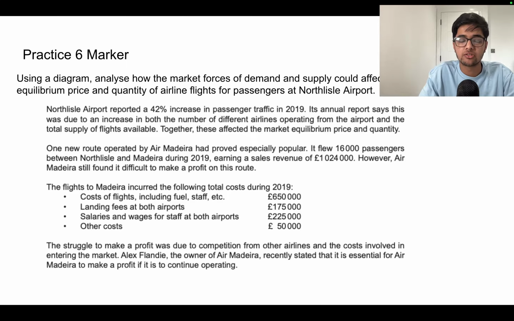Now, here's a practice 6 marker. Using a diagram, analyze how the market forces of demand and supply could affect the equilibrium price and quantity of airline flights for passengers at this airport. Pause the video now, take a few minutes to read the case study and using the video to answer this question. Great. Now, let's move on to what the mark scheme says.